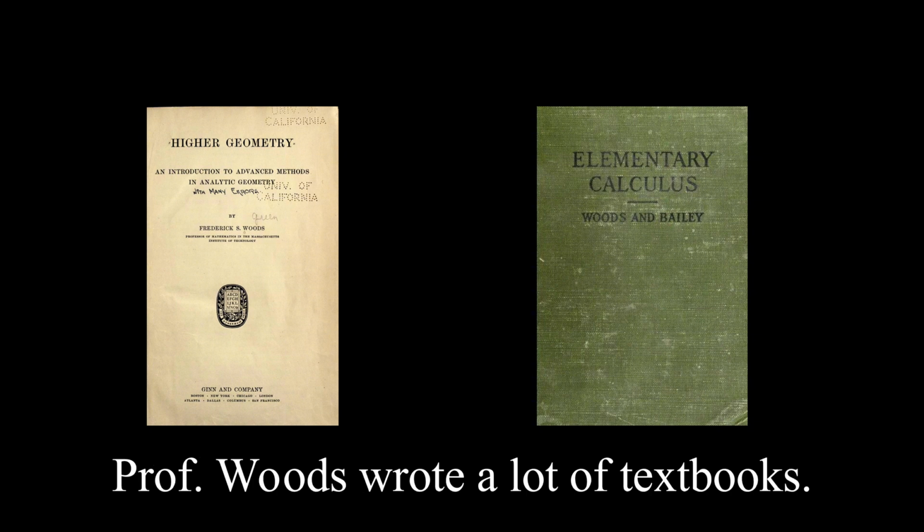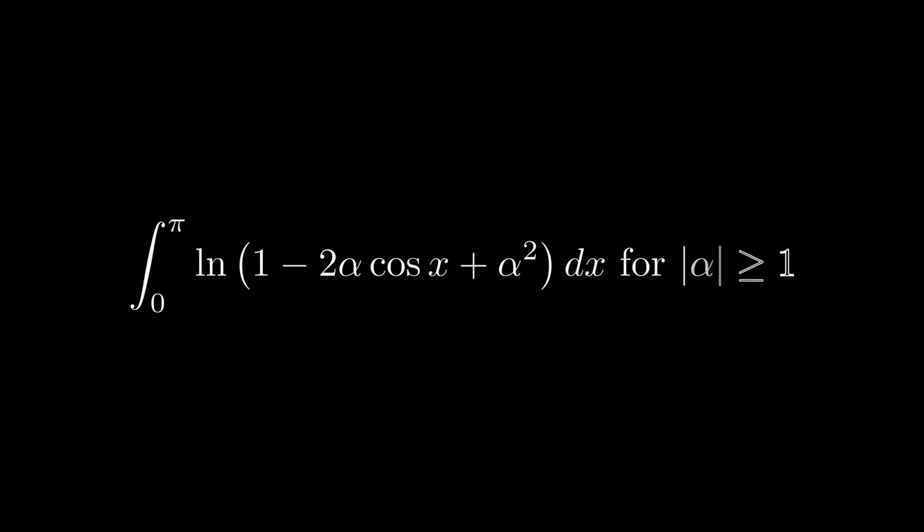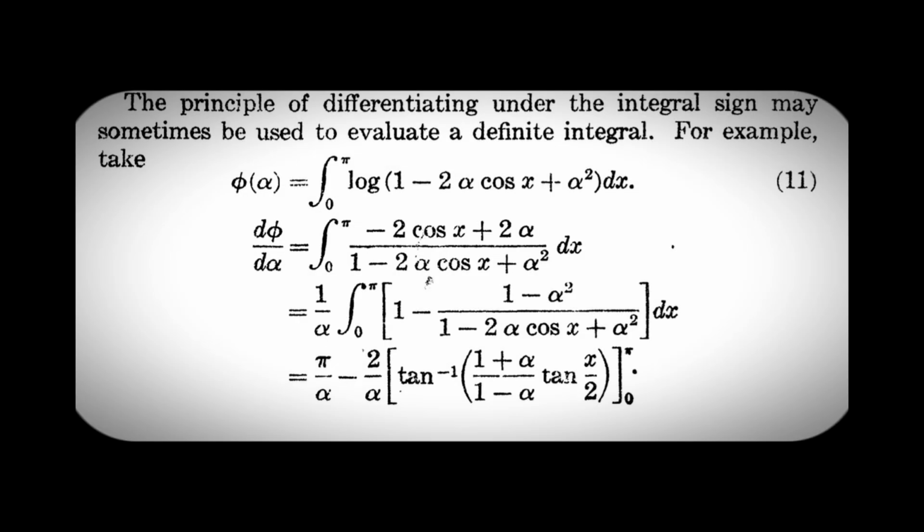It was written by an MIT mathematician named Frederick Woods. There's only one integral example using differentiation under the integral sign in the book. This one. This is the integral that gives this trick its most popular name, Feynman's technique. We will solve this integral at the end of the video after a few classic and easier ones.